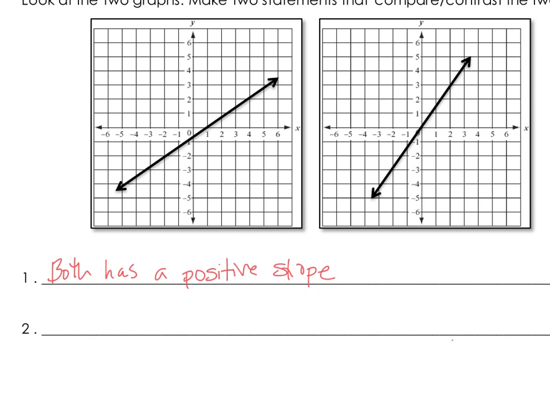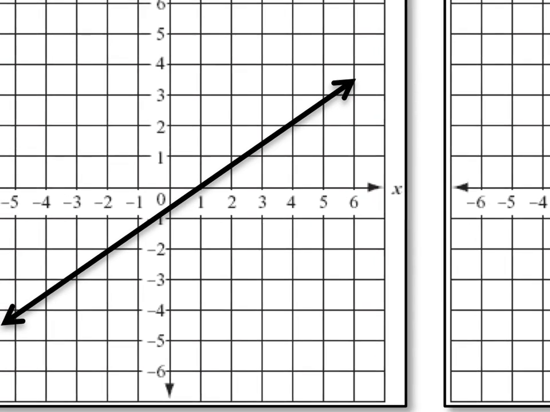That's really about it. They don't really go through any of the same ordered pairs. I think one of these graphs is increasing at a quicker rate. To figure that out, maybe we find the slope of these two graphs. So let's zoom in here on this graph.